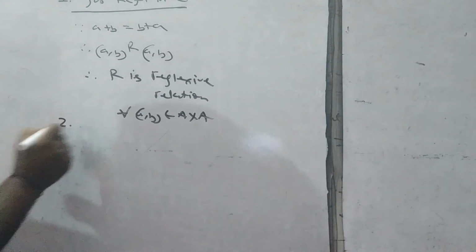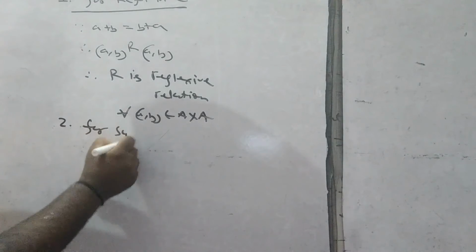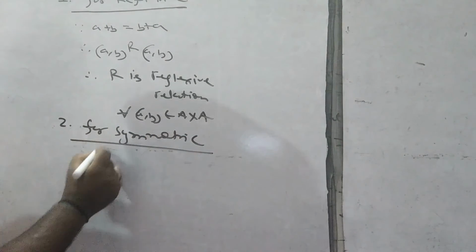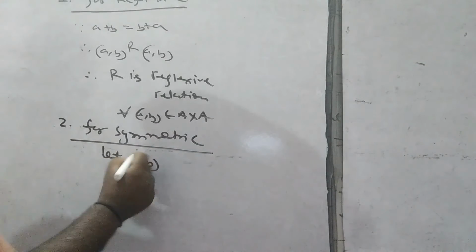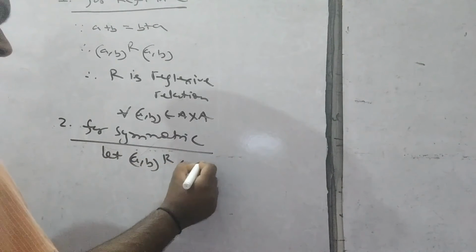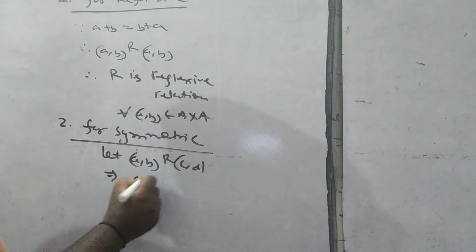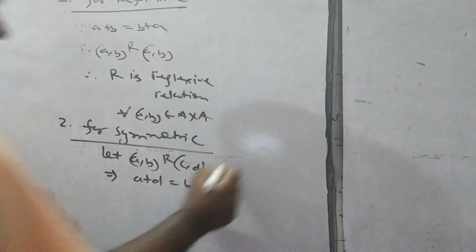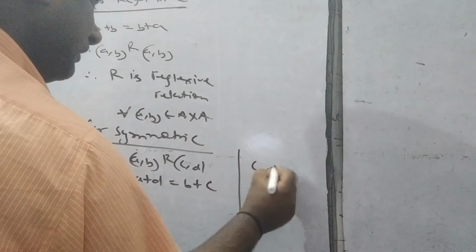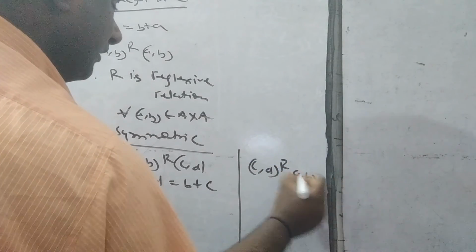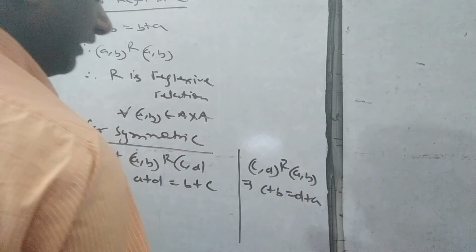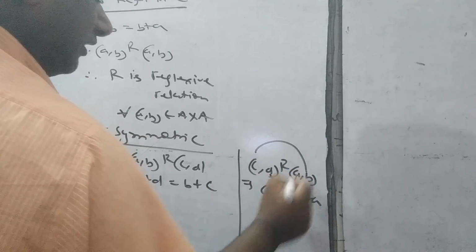Now second, for symmetric. What is the statement for the symmetric? Let (a, b) be related to (c, d). This implies a plus d is equal to b plus c. Now here rough work is required. We have to prove that (c, d) related to (a, b). So what is the rule? c plus b is equal to d plus a.